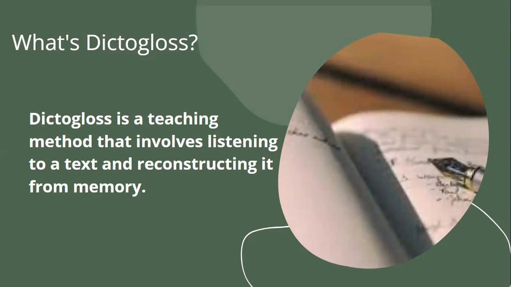How does Dictogloss work? The teacher reads a passage at a natural pace, and students listen and take notes of keywords and phrases. Then they work either in pairs or in groups to reconstruct the passage. The goal of Dictogloss is to improve students' listening, note-taking, and grammar skills by focusing on content, organization, and accuracy.